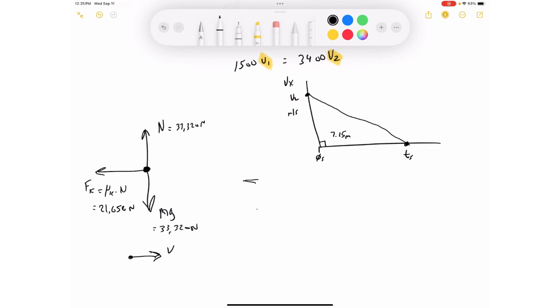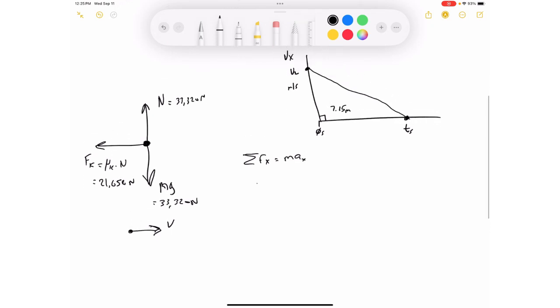So we can say the sum of the forces in x is equal to mass times acceleration, because we're accelerating in x, since we're moving in x. Okay, so what are the sum of the forces in x? Well, we only have one force in x, which is this. The other forces, this one and this one, are in y. And that force is negative, because it's pointing to the left.